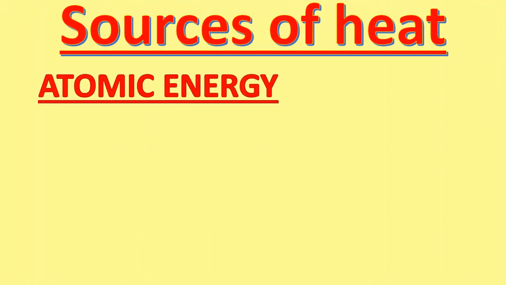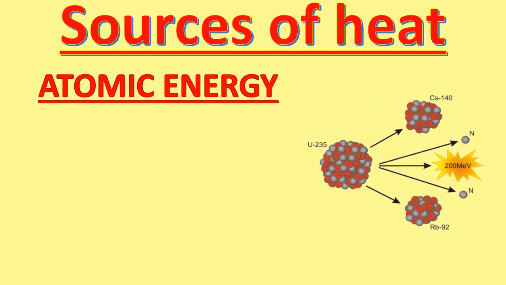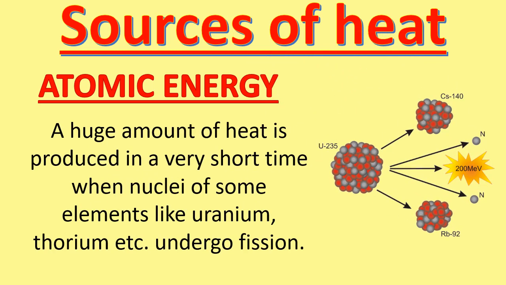Our next source is atomic energy. A huge amount of heat is produced in a very short time when the nuclei of some elements like uranium, thorium, etc. undergo fission. This is used in atomic energy projects. Yes, in this process, a large amount of heat is produced. So, this is also a source of heat.